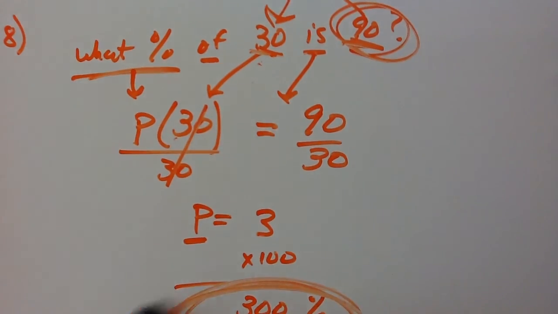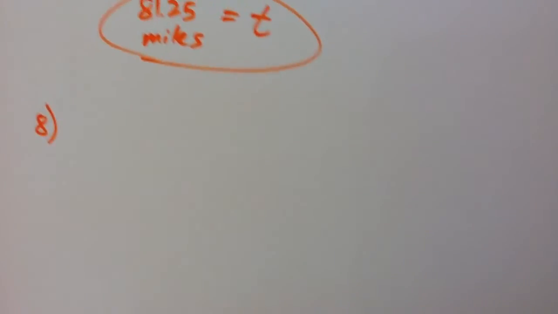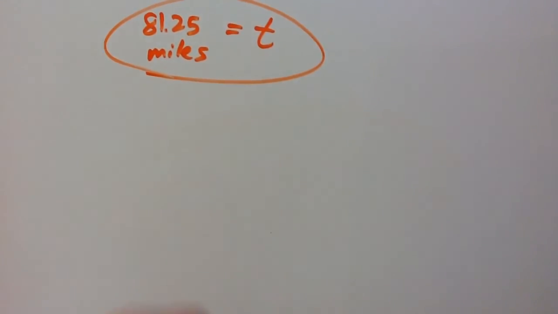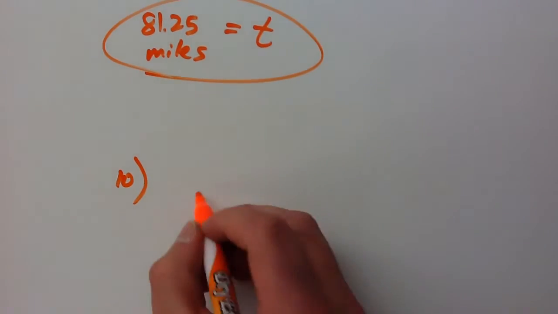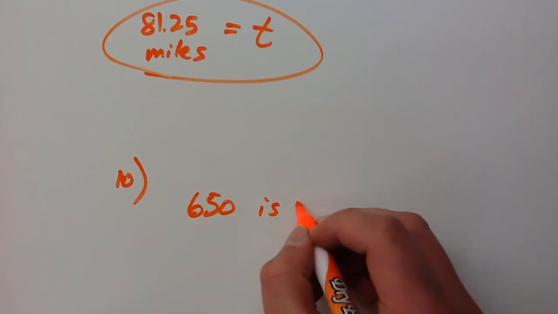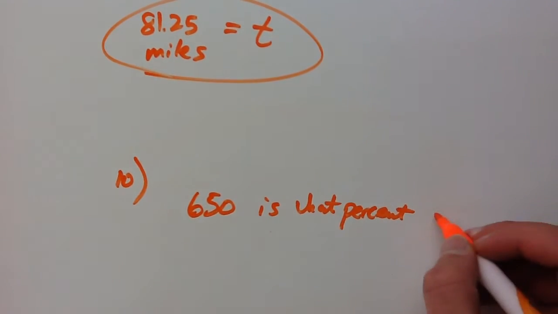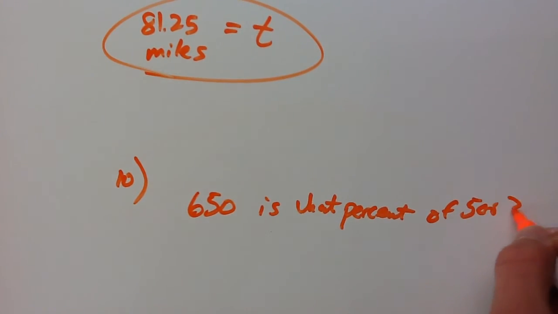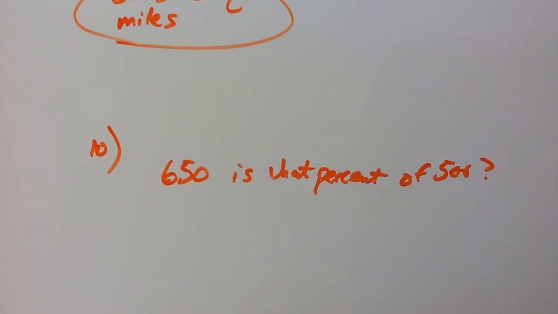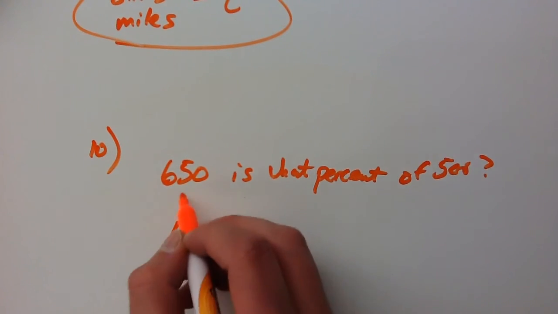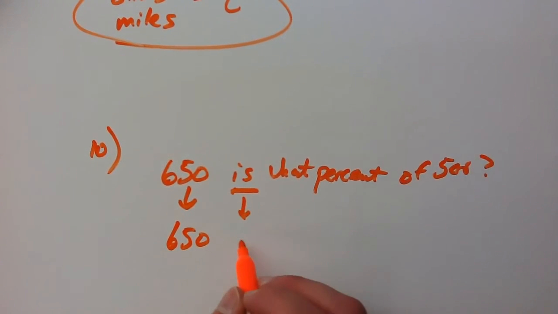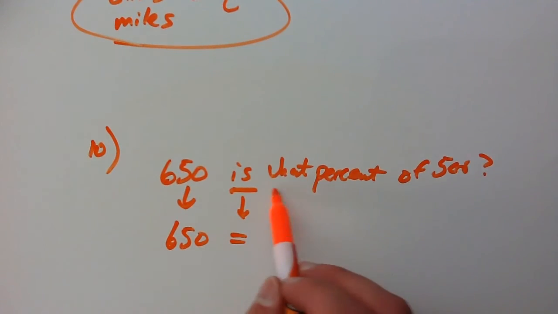This is number 10. Okay, number 10 on page 4. Number 10 on page 4 says 650 is what percent of 500? Okay, that's the question. So let's use that phrase right there to write an equation. So I have 650. 650 is, what am I going to write for is? That's your equal sign. Then it says what percent.